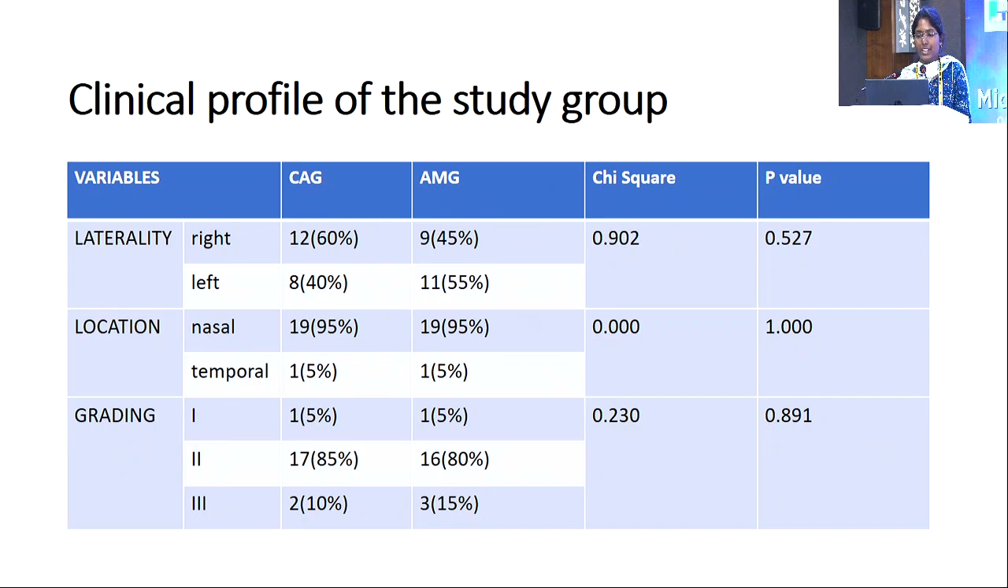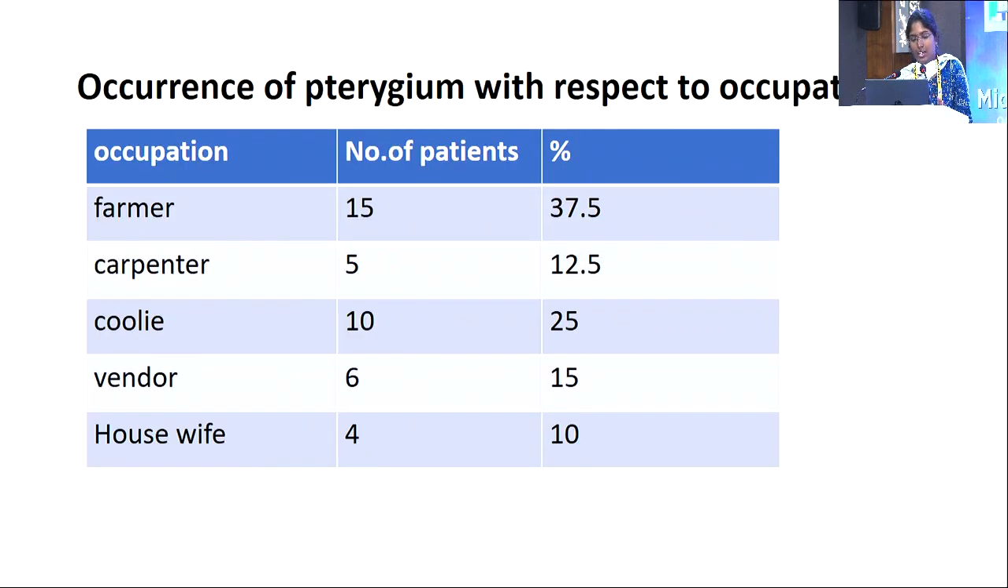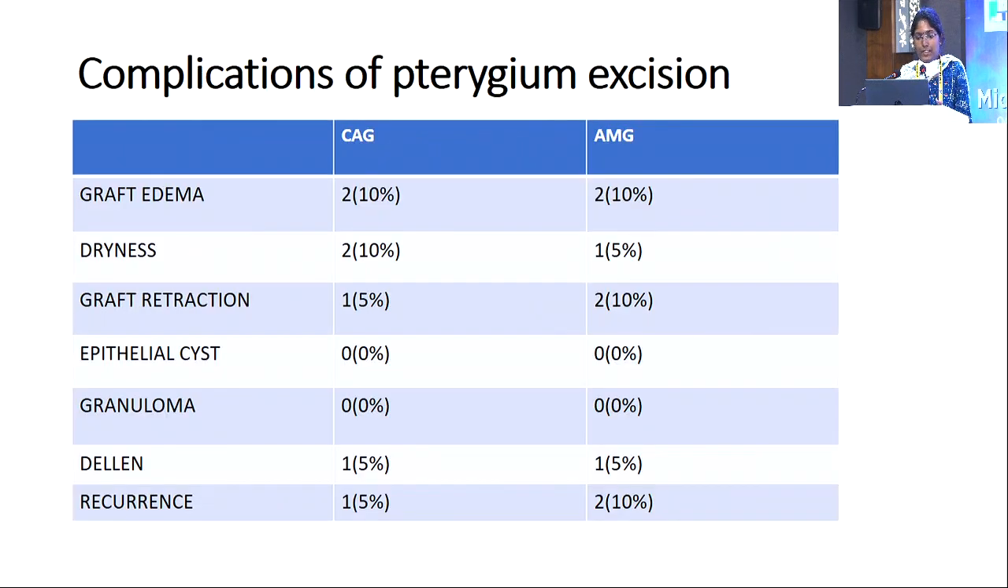And this is the clinical profile of the study group. We took laterality, location, and grading, and the occurrence of pterygium with respect to occupation. We looked for complications like graft edema, dryness, graft retraction, epithelial cyst, granuloma, Dellen, and recurrence. Both the groups have equal complications.